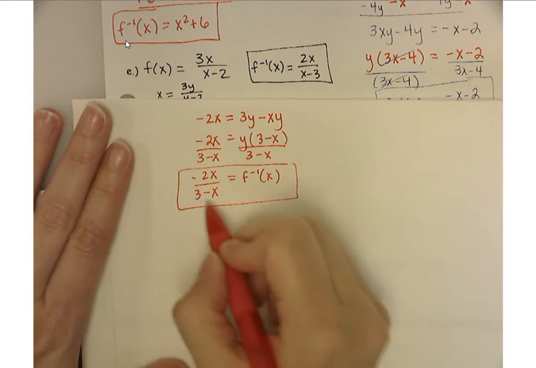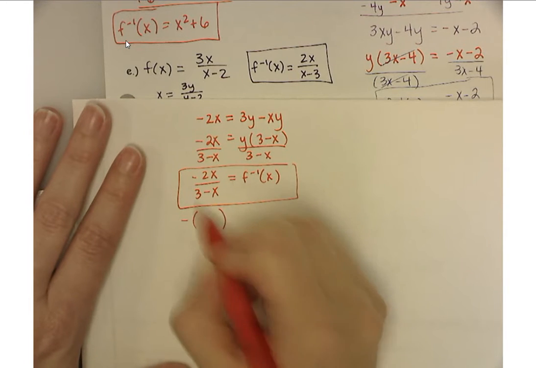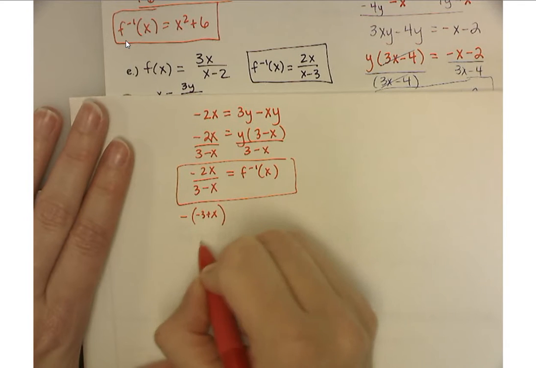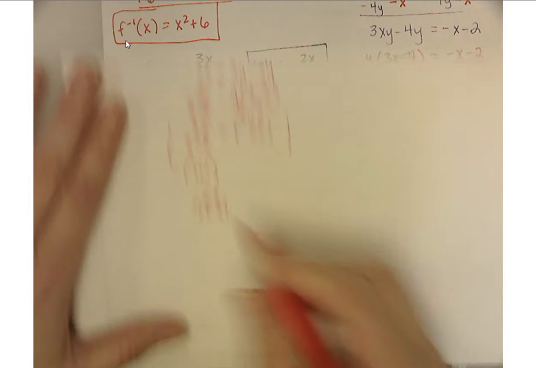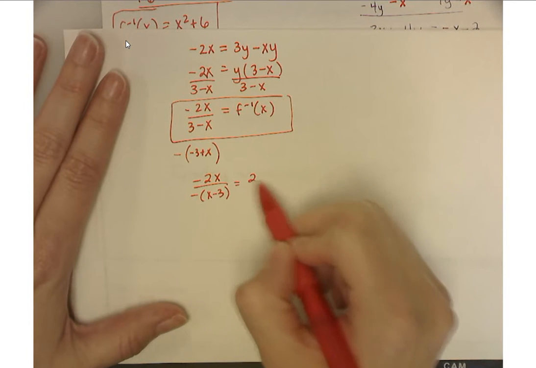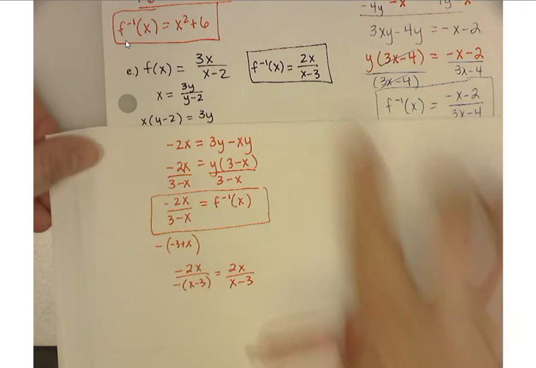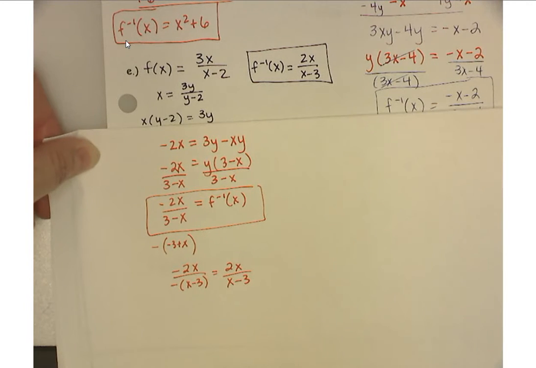So if you factored a negative out of the bottom, you'd have negative 3 plus x, which is the same thing as negative x minus 3, and then a negative divided by a negative becomes 2x over x minus 3, which is what I had. Okay, so they're equivalent. Either one you have is fine.